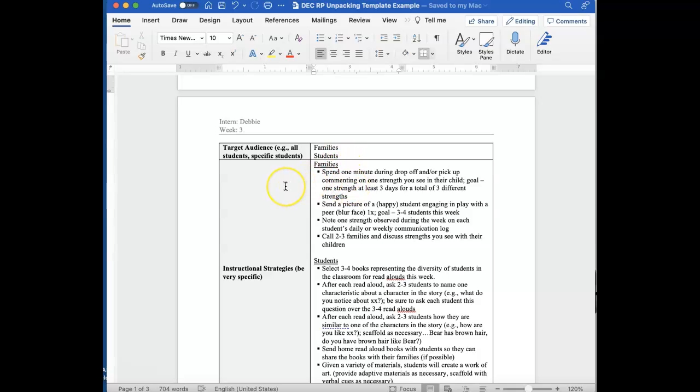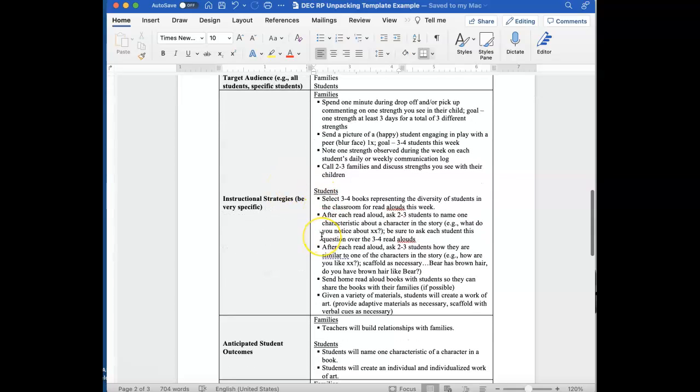Okay, so now we're going to get into instructional strategies. What am I going to do specifically to implement this recommended practice this first week? And we're talking about the odd week, as I've referenced before. This is week 3. The odd week is the week I'm introducing the recommended practice. So what am I going to do?